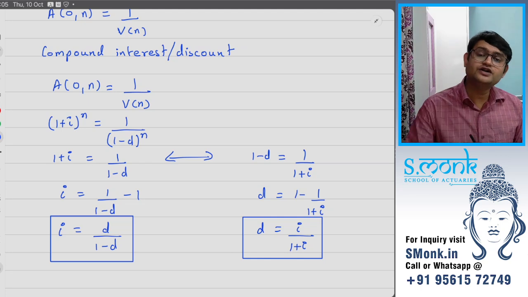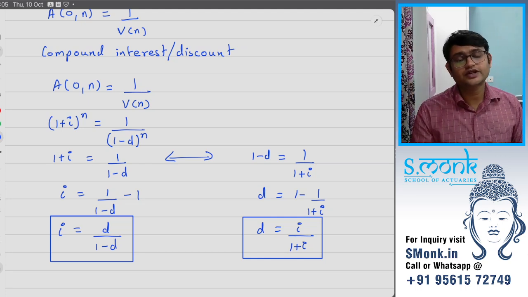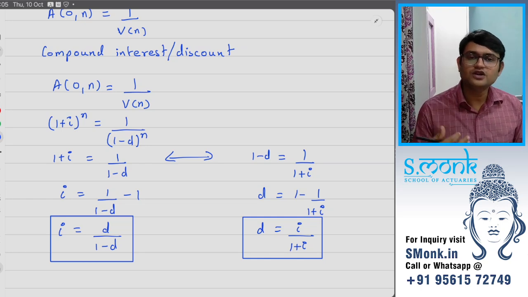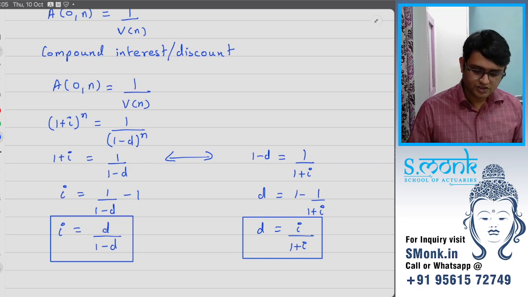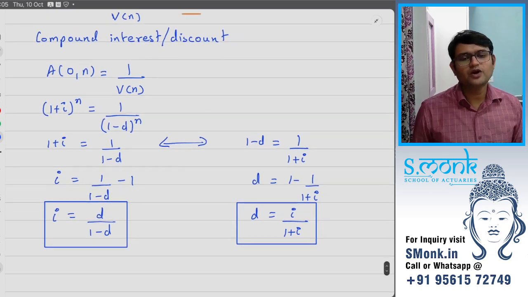So we can convert rate of interest into rate of discount. We can convert rate of discount into rate of interest. Again, it is going to be very useful when we are making formulas. Right now we just have to learn how we can convert one into the other. Now again we are going to do this only for compound interest. Simple interest we will not be doing because simple interest is not consistent.